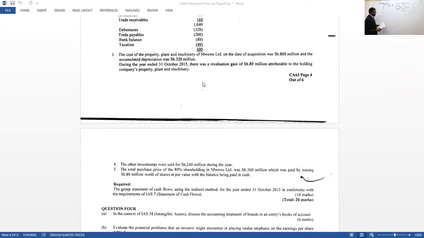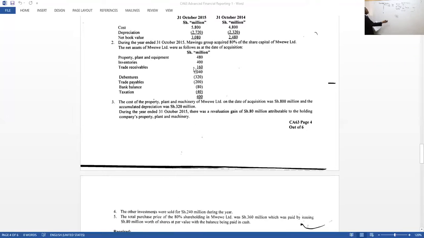So to acquire that subsidiary, don't forget we are to pay them 360. Part of this purchase consideration, we settled by issuing shares. So when we issued shares as a result of acquiring the subsidiary company, that automatically means our share capital went up. So you will now increase your share capital by that 80 million. We issued shares to buy that subsidiary company, and according to that note, that's what we do. From the additional information, we are through.